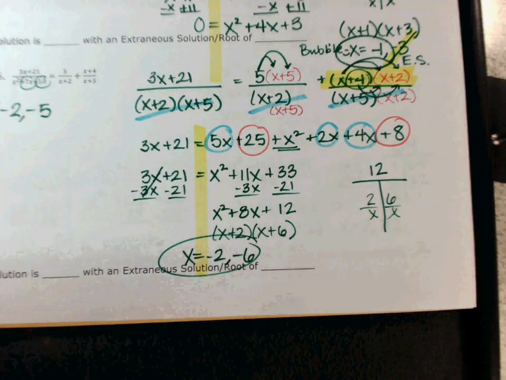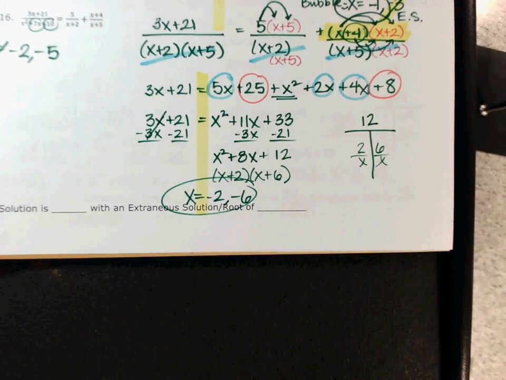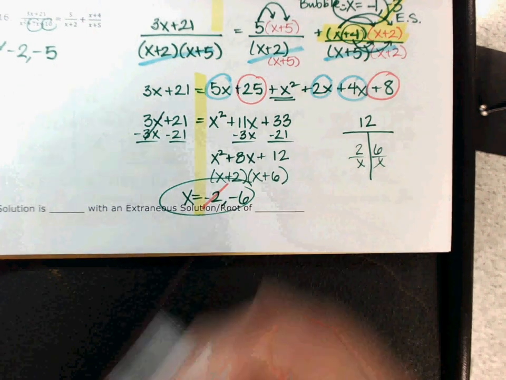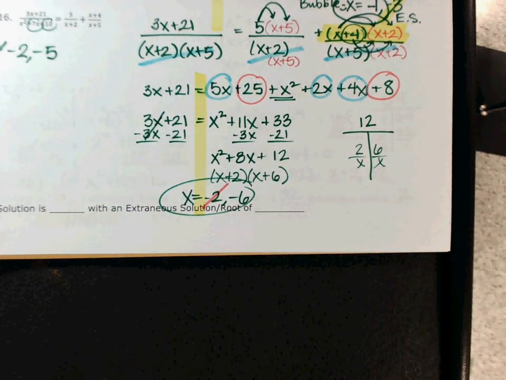But I can only bubble one because it's the CBA. So which one will I bubble? Negative 6. Okay? Good job.